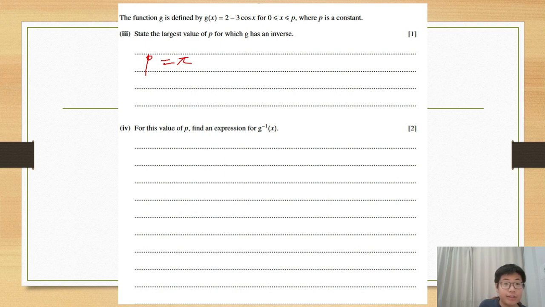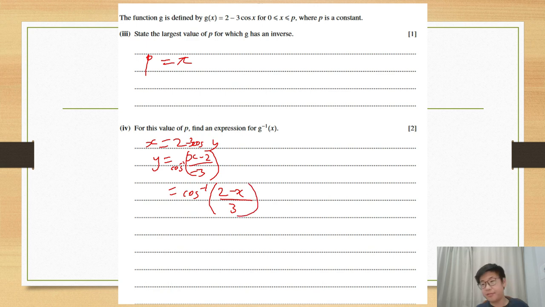Find the expression for g inverse of x. So x equals 2 minus 3 cos y. So y just happens to be cos inverse of (x minus 2) over -3. Now do you understand why? Or if you want it to look nice, you can negate both the numerator and denominator, basically multiplying by -1 over -1, and boom, we got that. Cos inverse of (2 minus x) over 3.